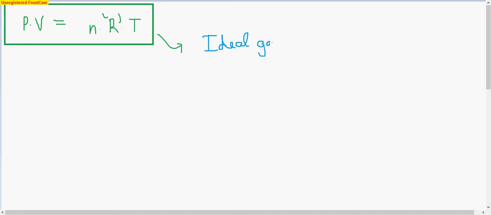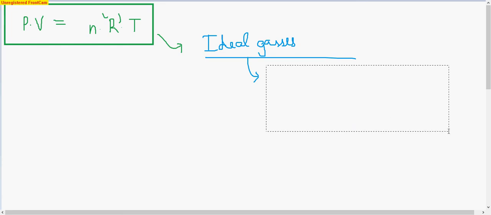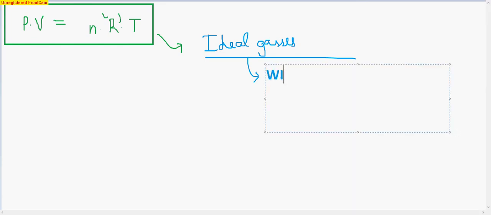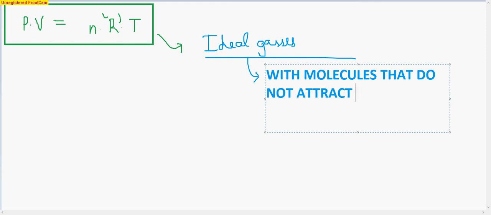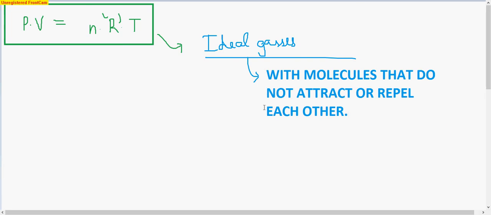Now, what is an ideal gas? An ideal gas is a gas with molecules that do not attract or repel each other. Molecules that do not attract or repel each other. That is what an ideal gas is.